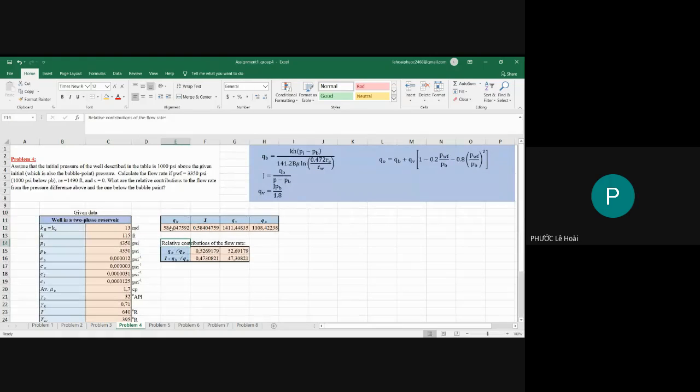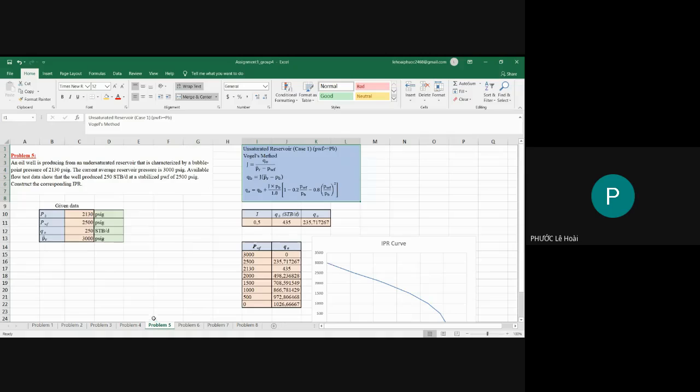And for the relative contribution of the flow rate, this is QB over Q0 for the part above the purple point. You can see this is the percent: for the above point it is nearly 0.53, and for below the purple point it is 0.47. If you take the sum of it, it will be 100%.